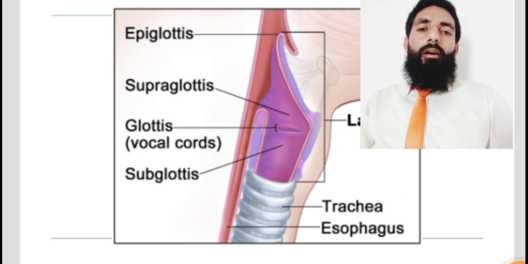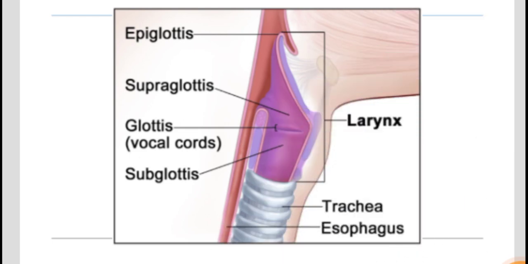Here is again a diagram. Let's discuss it. This is basically the larynx. The entire area is the larynx, and there is the laryngeal skeleton. These are the trachea. This is the esophagus and subglottis. Here are the vocal cords. This is the glottis, supraglottis and epiglottis.